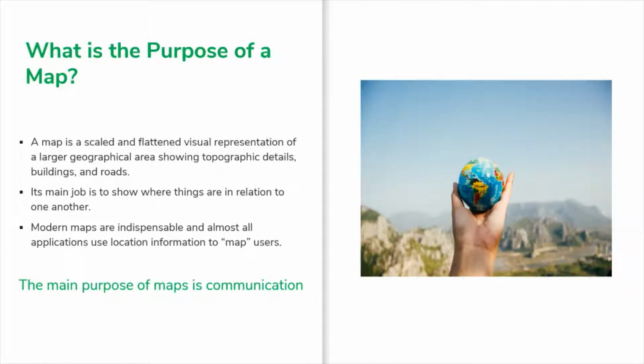And modern maps are becoming almost indispensable. Almost all apps that you use nowadays are asking for you to share your location information because people are interested in mapping where their users and clients are. And I think the main purpose of maps is communication. So maps are a communication tool, and if you're not communicating clearly to the users of the map, then I think the map would not have served the purpose that it was intended for.